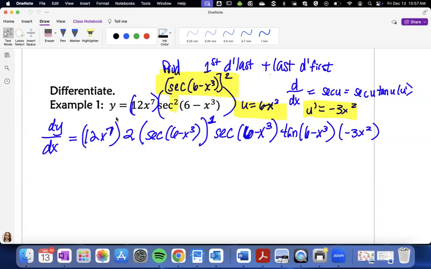If we clean this up, you get, I don't know. Do we really have to clean it up? So you get, let's see, 72, I think. 12 times 2 times -3 is 12 times -6, which is -72. Yeah, those are my numbers.